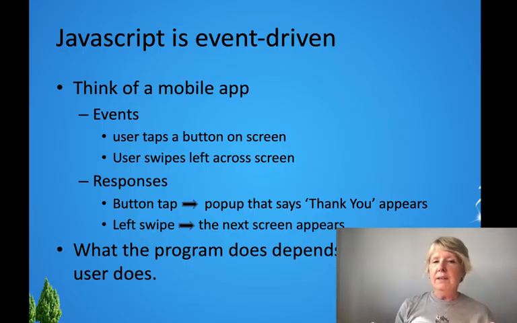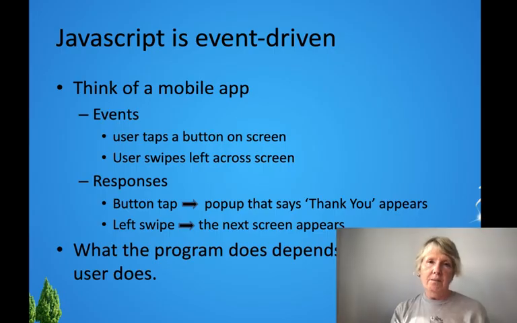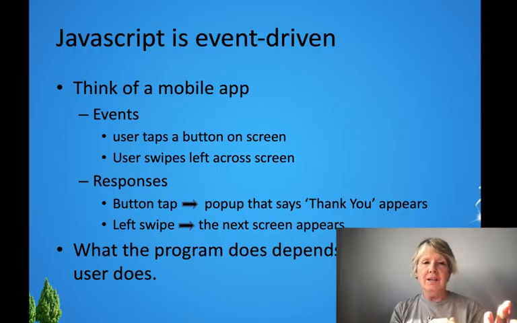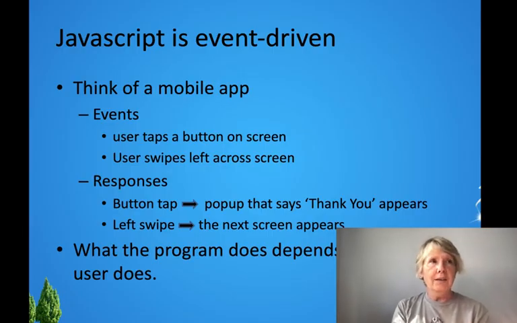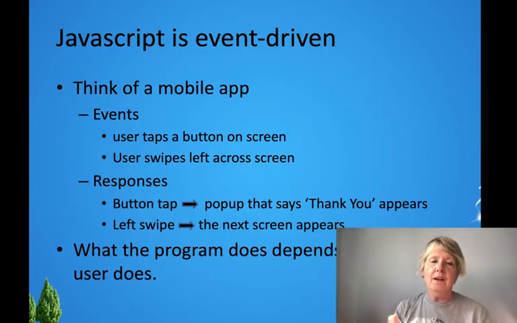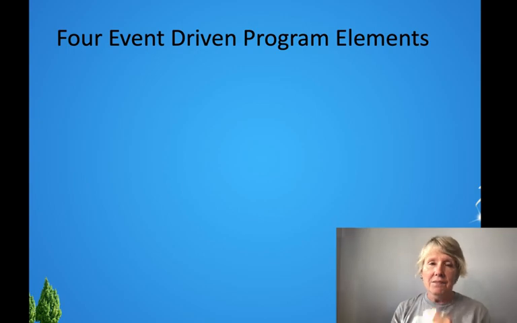And events can be something like the user taps a button on the mobile screen, or the user swipes left on the screen. Those would be events. And the response is, well, maybe the response to the button tap is there's a pop-up that says thank you that appears on the screen. Or maybe the left swipe causes the next screen to appear, and maybe the next screen is a checkout or something. So the idea here is what the program does depends on what the user does. Okay, so the user's sort of driving it through these events. And again, that's what makes things fun.